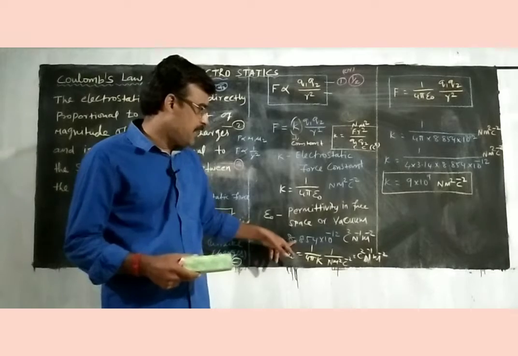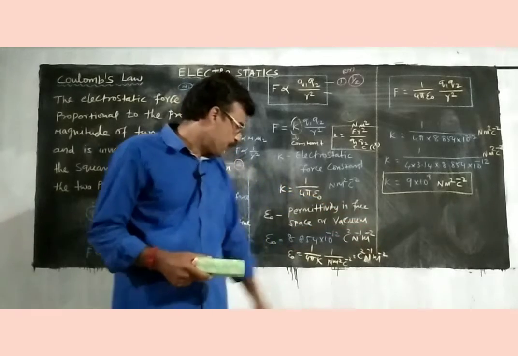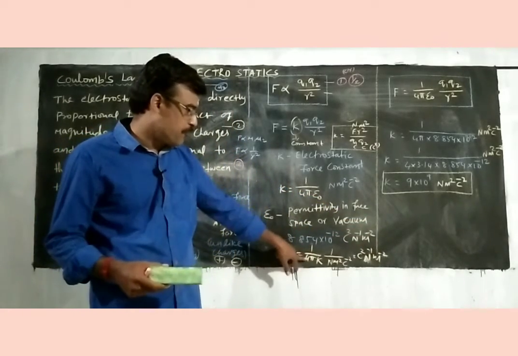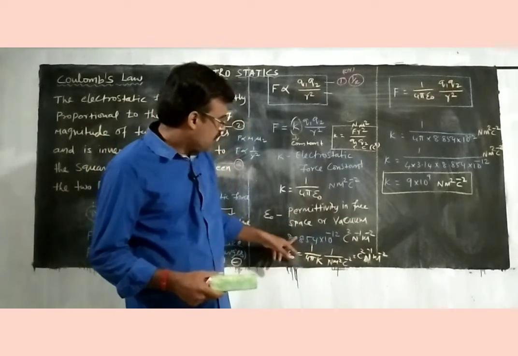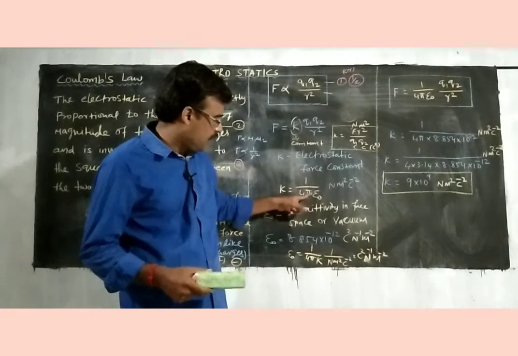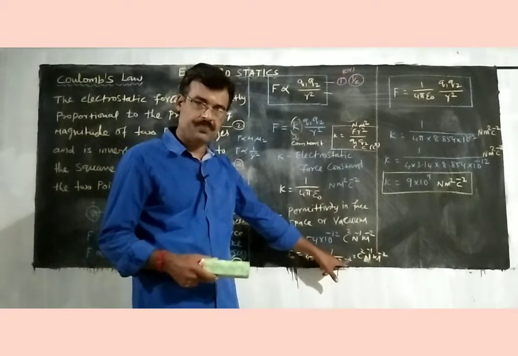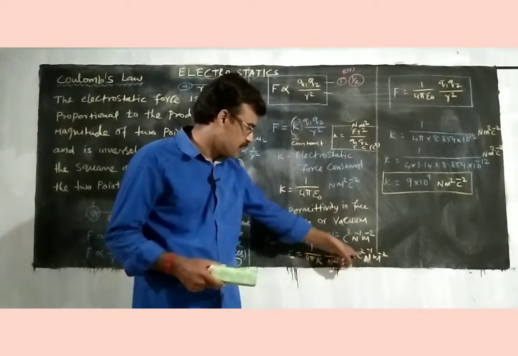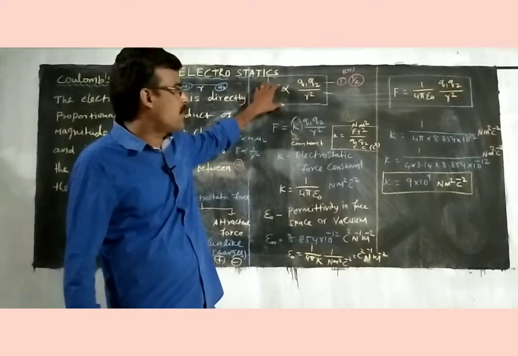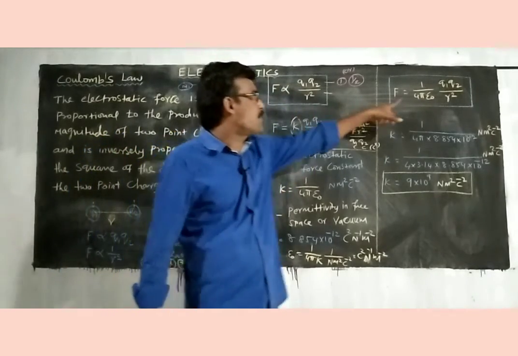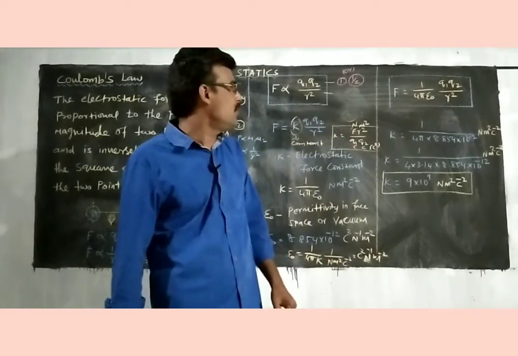Next, epsilon naught is equal to 8.854 into 10 to the power minus 12 C square N power minus 1 m power minus 2. So we can write epsilon naught is equal to 1 by 4 pi k, and we can arrive at this particular SI unit. Newton meter square C power minus 2 for k, and C square N power minus 1 m power minus 2 for epsilon naught. So we can put this together: for k, we can substitute the value, F is equal to 1 by 4 pi epsilon naught Q1 Q2 by R square.